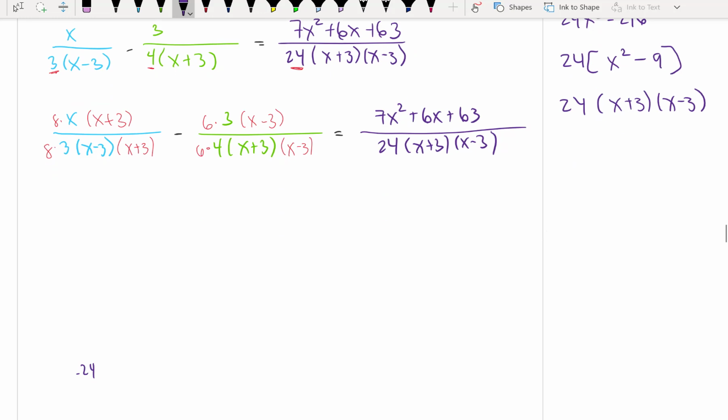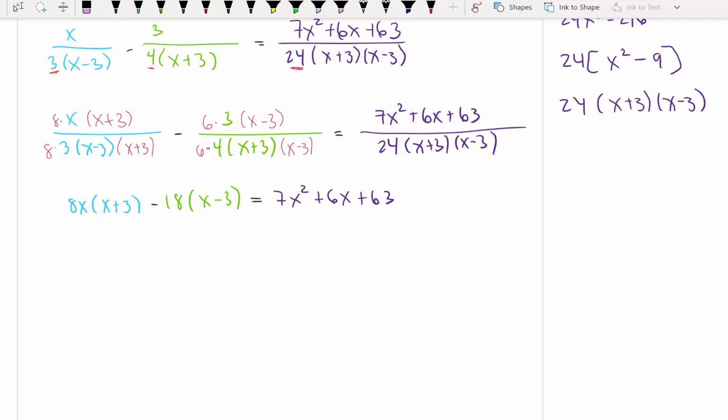So now I'm just going to simplify this a bit further. I have my 8, that's going to get multiplied by my x plus 3. Minus, now I'm going to look at my green fraction. If I have 6 times 3, that gives me a positive 18, and that's going to get multiplied by an x minus 3. And all of this is equal to 7x squared plus 6x plus 63.